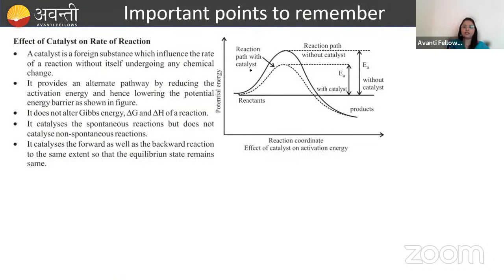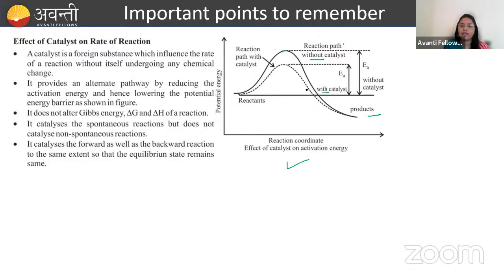Effect of a catalyst on the rate of reaction. So how does the catalyst affect a given rate of reaction? Here you can see a diagram. The reactant is giving us a product. The first curve is the reaction path without the catalyst, and the second curve is with the catalyst.